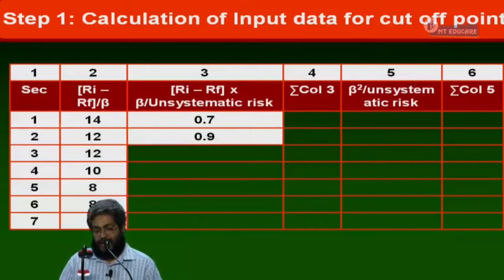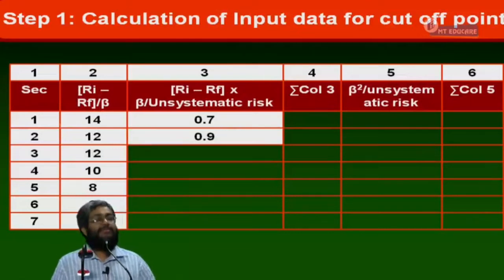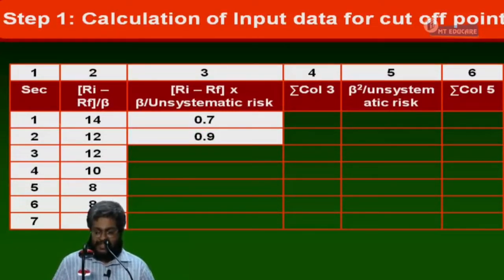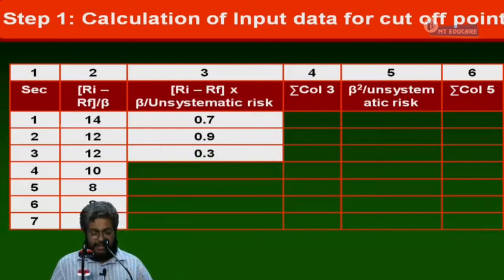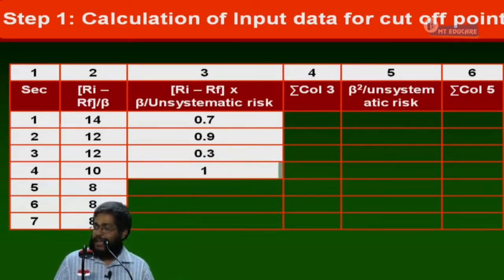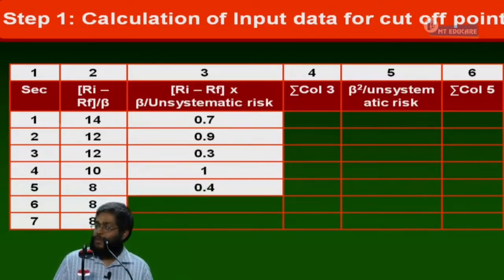What's the number? 0.9. Next, 6 into 0.5 divided by 10. What is the number here? 0.3. Next number: 20 into 2 divided by 40 is what? 1. Next is what? 8 into 1 divided by 20 gives you 0.4.